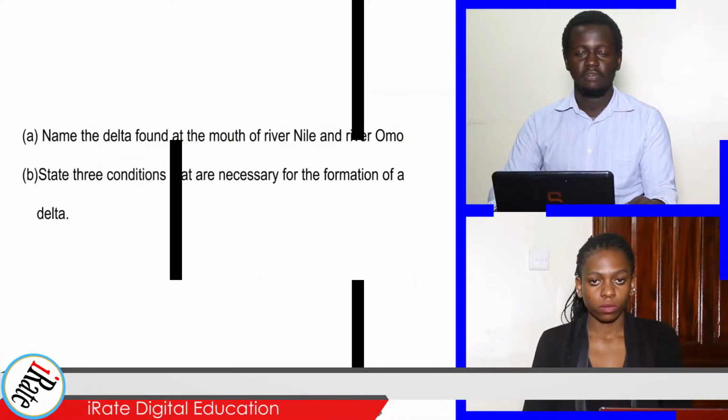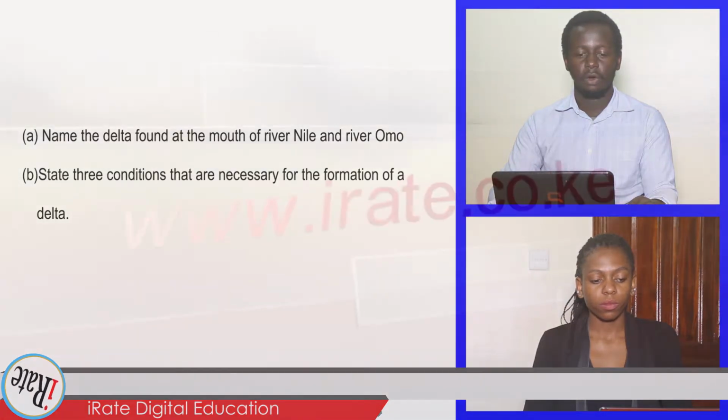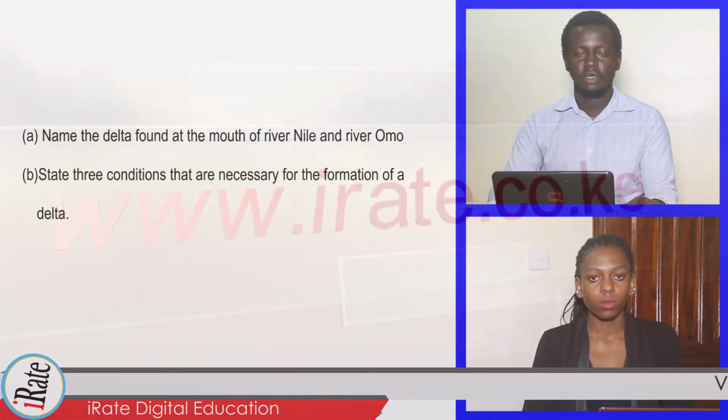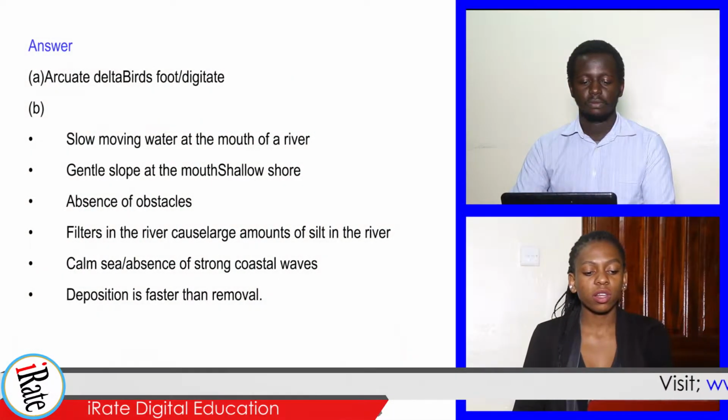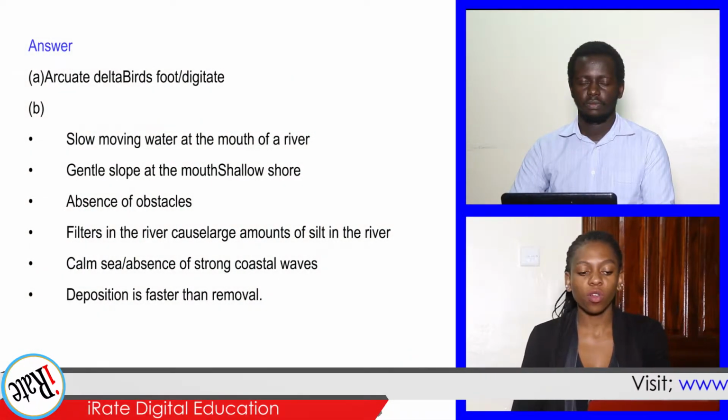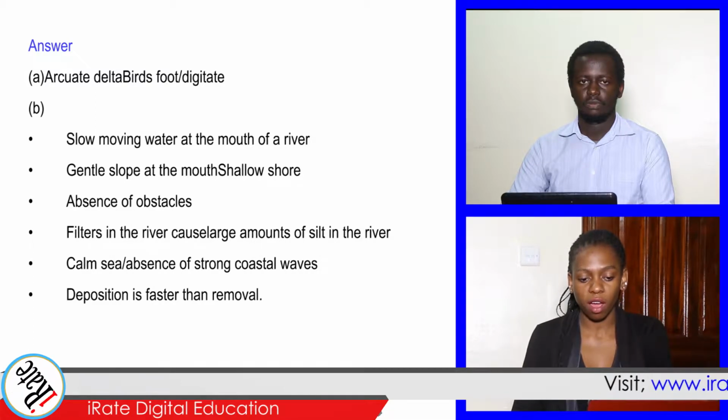A. Name the delta found at the mouth of River Nile and River Omo. B. State three conditions that are necessary for the formation of a delta. Answer: Arcuate delta, bird's foot delta. Slow moving water at the mouth of a river, or gentle slope at the mouth.